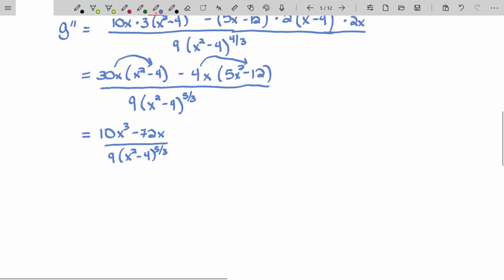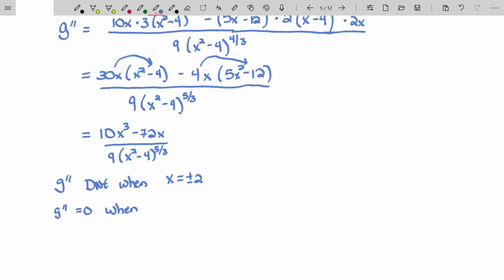And let's go ahead and investigate this double derivative. G double prime does not exist when, again, x is equal to plus or minus 2. But because it's odd, I'm only going to worry about the plus 2. Okay. And G double prime is equal to 0 when, and again, you would set that numerator equal to 0.